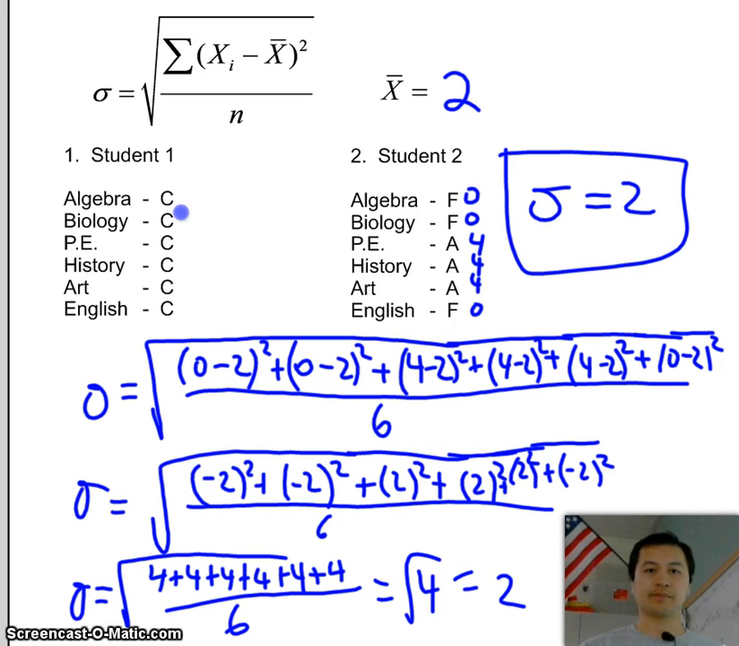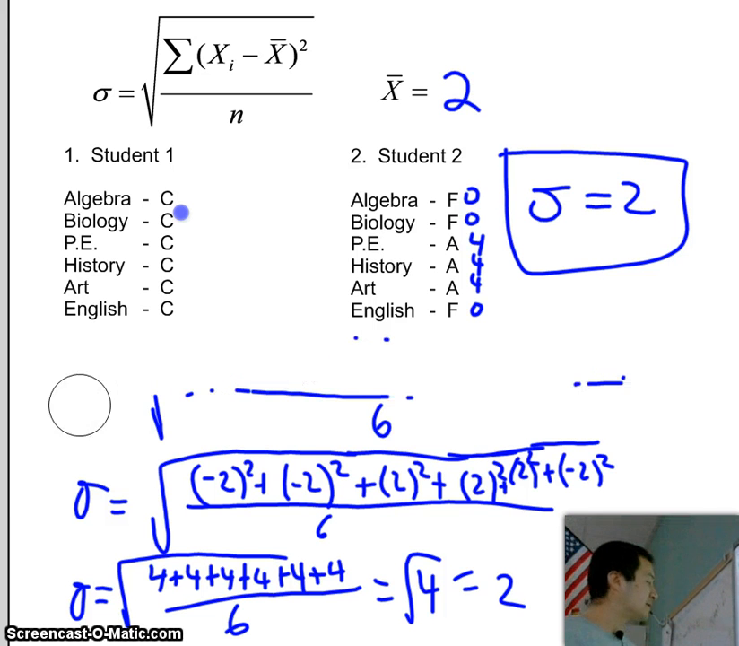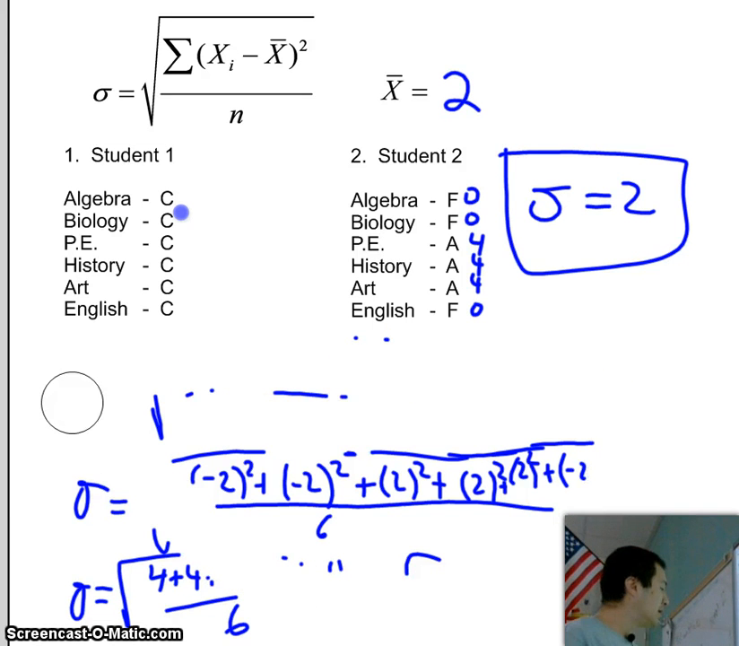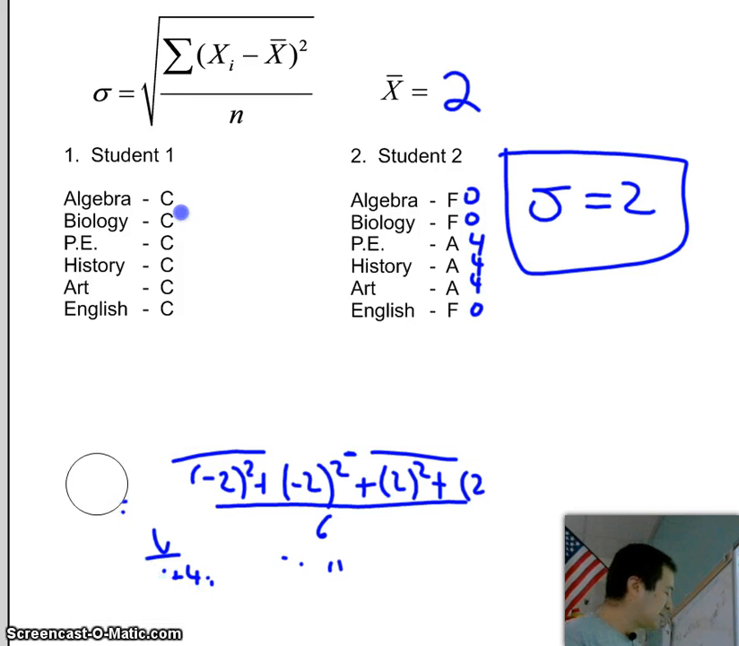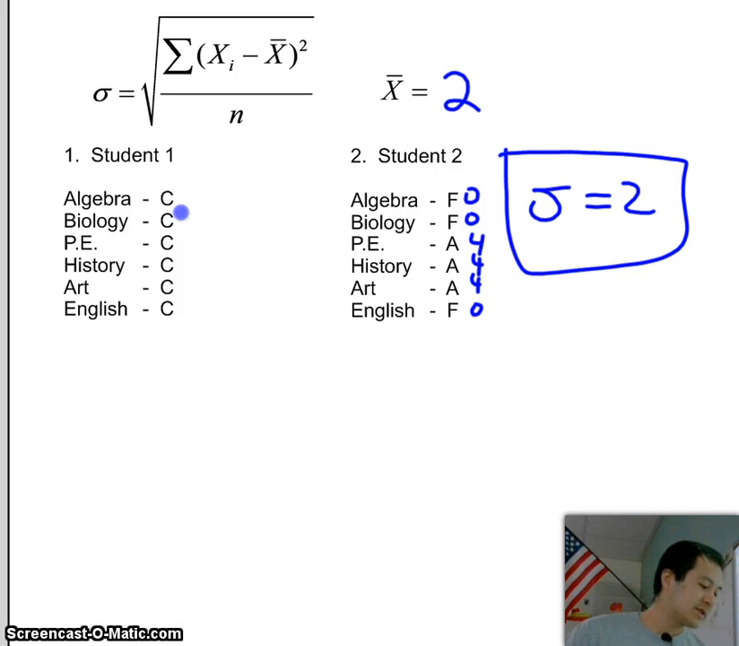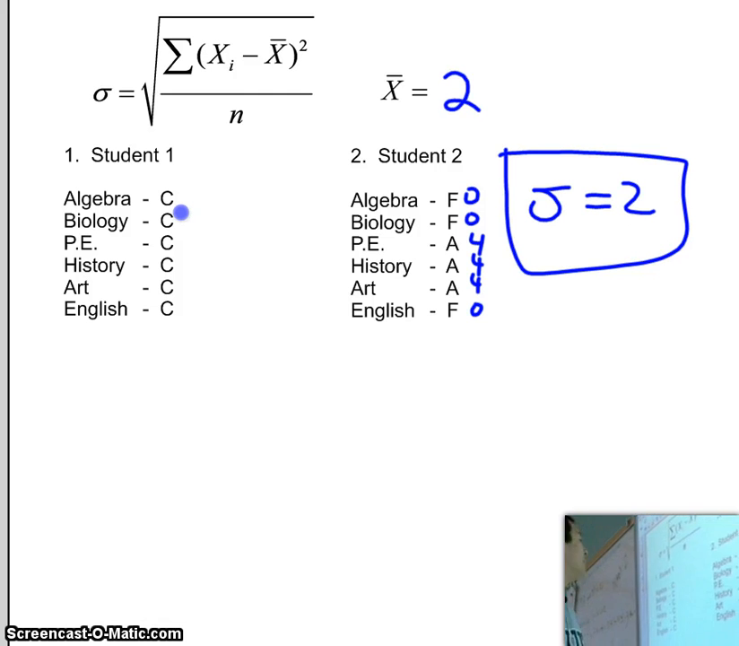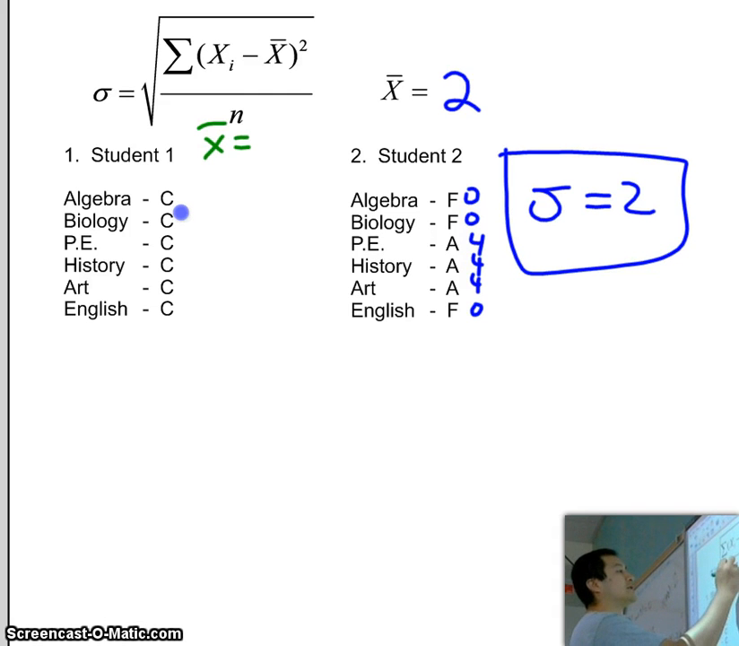Sound good? All right, we're going to do that same exact thing for student number 1 now. And then we're going to compare what the answers mean, because the most important thing is not getting the answer, but understanding what the heck we got, right? What does that mean, what we just got? All right, take a look. Let's do the exact same thing with student number 1. Remember, the mean for student number 1 is 2. Same thing. All these are 2's, points.